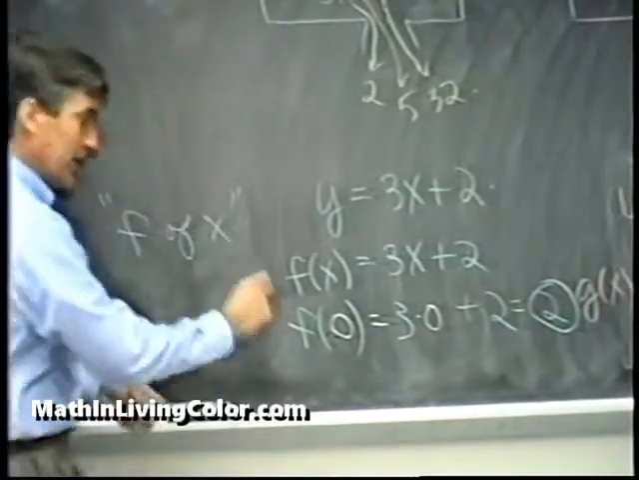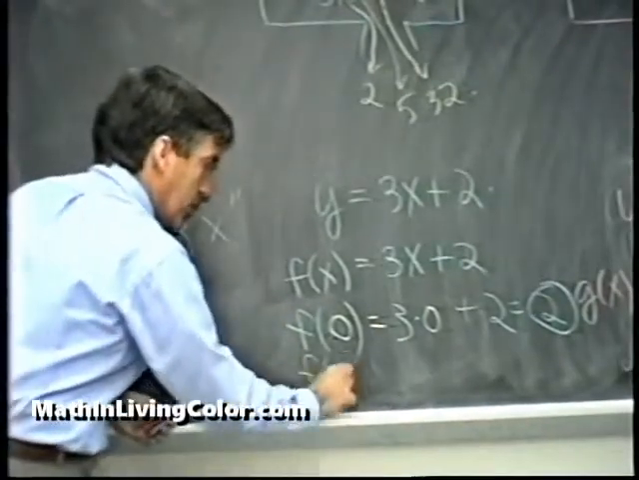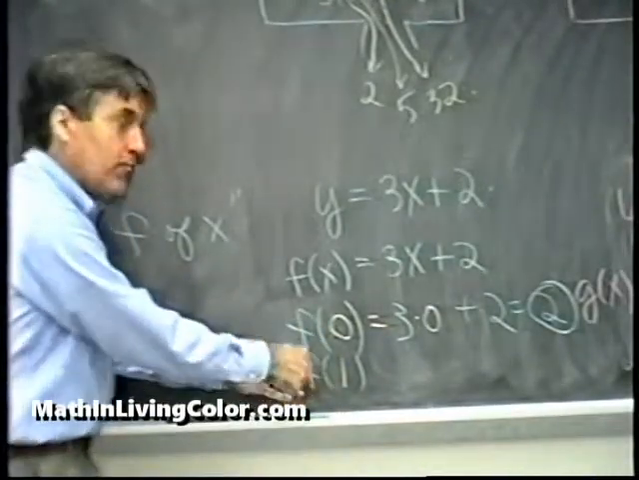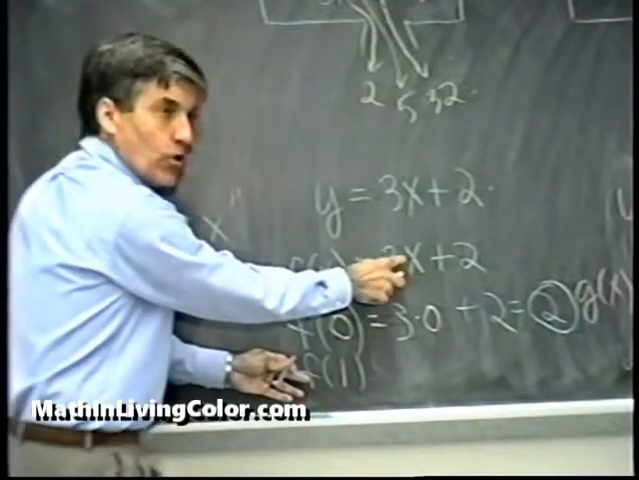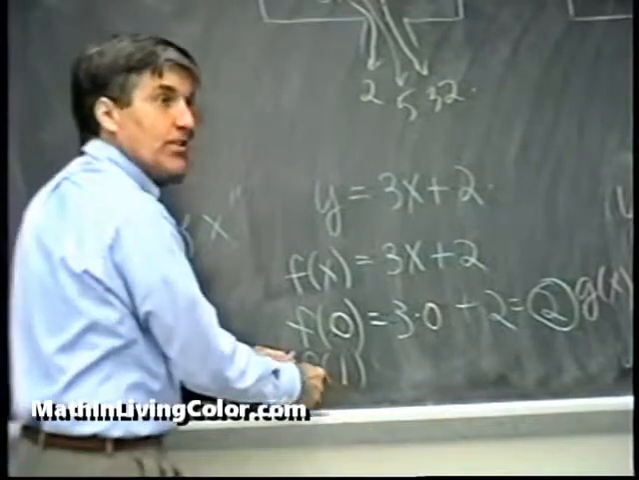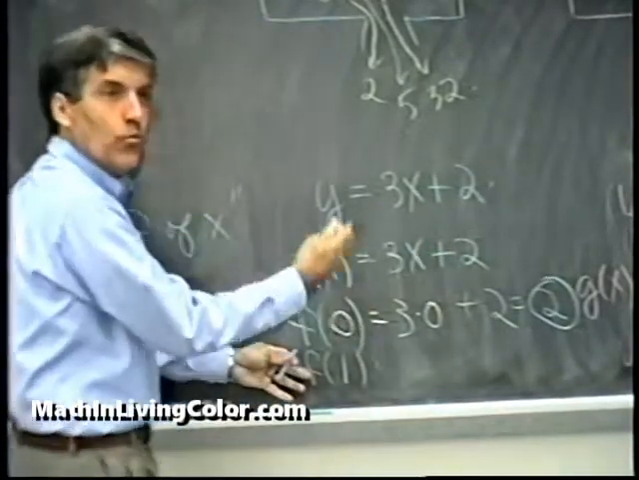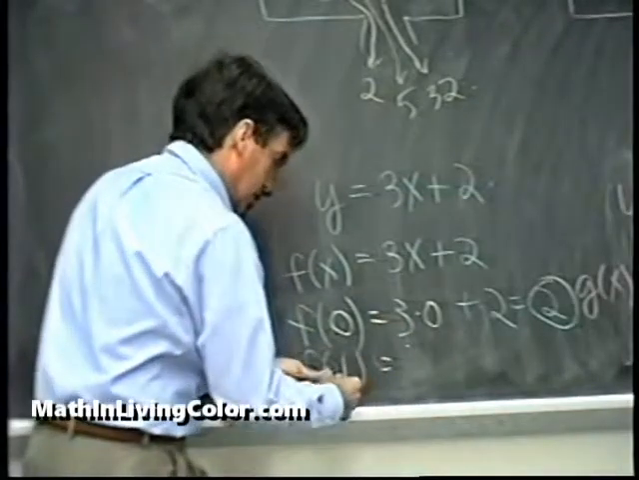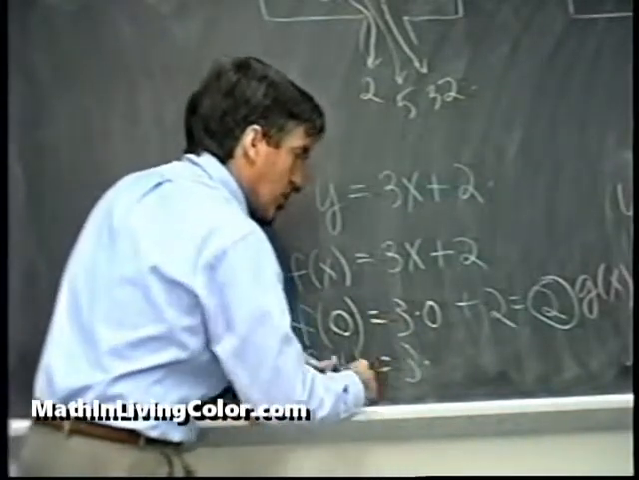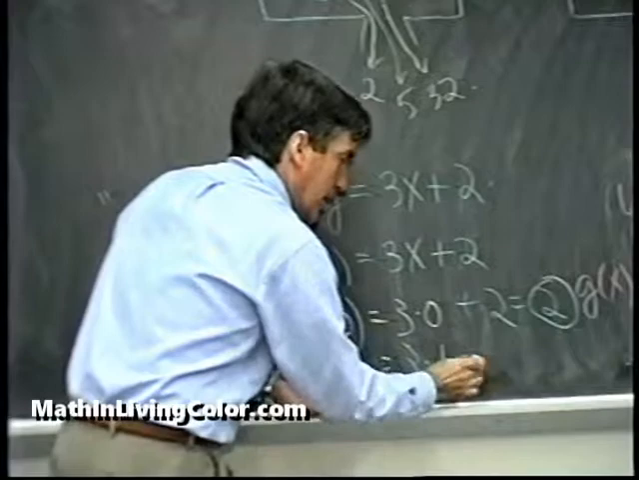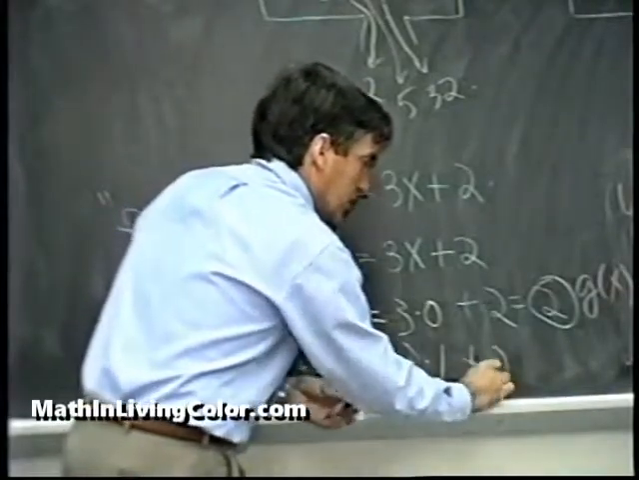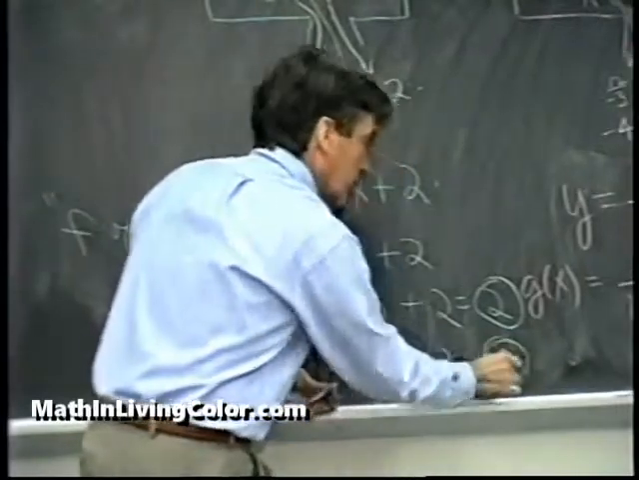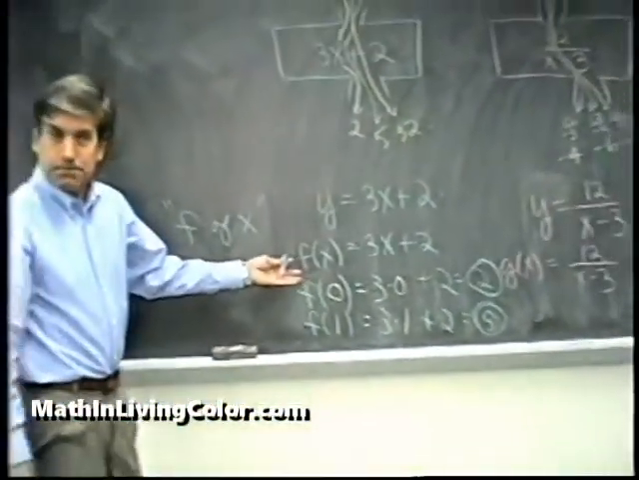Then the next thing I did, I said, what would be f of 1? So f of 1 means substitute 1 in place of the x. In this formula, substitute 1 in place of the x. Everywhere there's an x, put 1. And what would you have? 3 times 1, and then plus 2, which would be 5. Okay? Any questions on that?